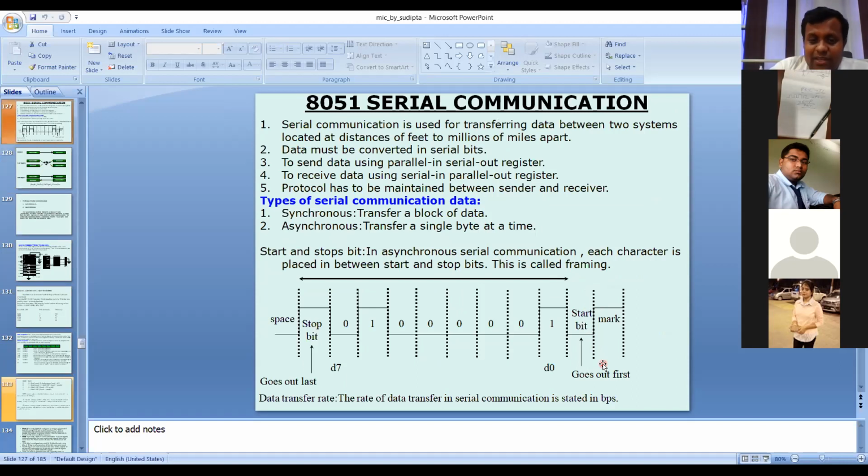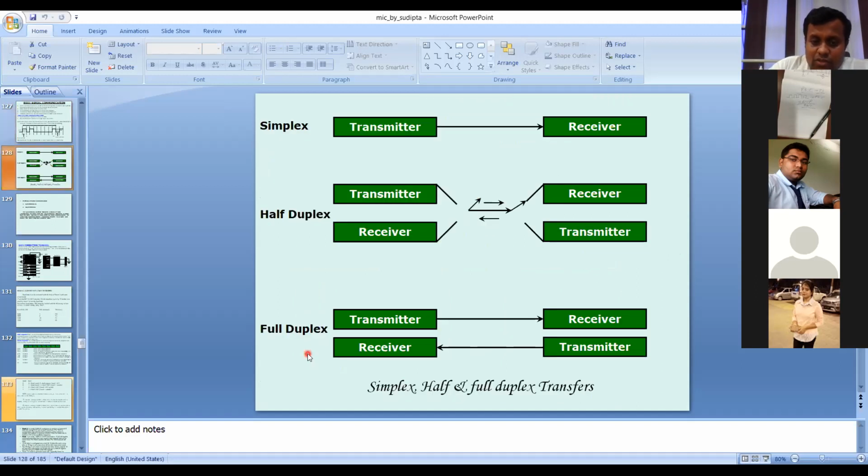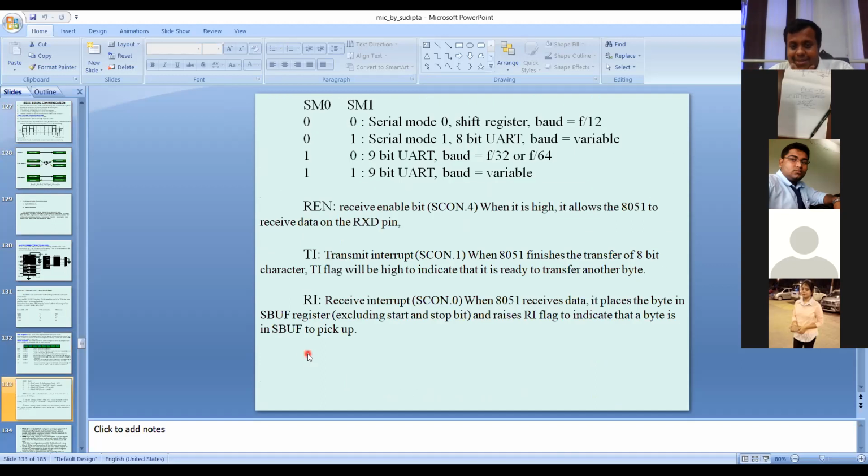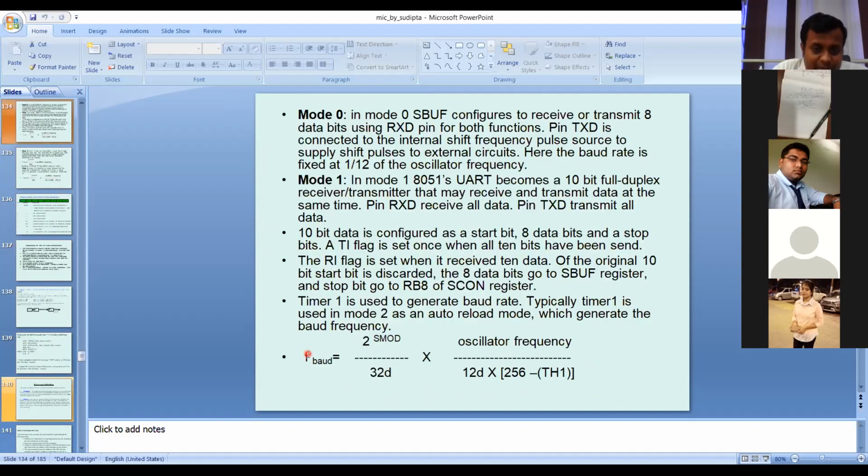And at the halfway of the stop bit, halfway means just in between the stop bit, the RI flag will be set at the receiver end. So at the receiver end, the RI flag is set, which means I can send another data. This is just like an acknowledgement. Is it clear? Yes, sir. So this is the function of TI and RI. It is an important one. It can come in your questions.